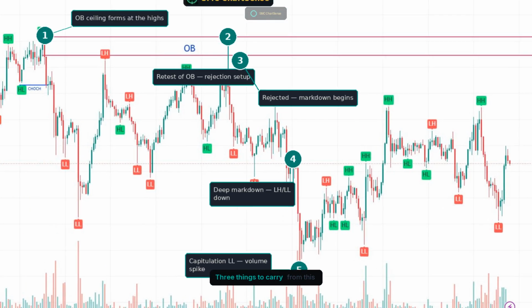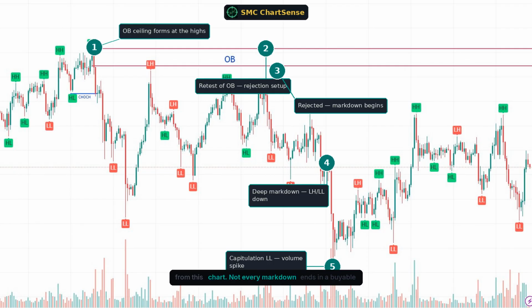Three things to carry from this chart. Not every markdown ends in a buyable zone. Real charts often bottom in a structureless churn, and forcing the clean template on a chop is a common, costly mistake. Alternating structure labels are the signature of chop. Read the pattern, not any single label. And recognizing the absence of a setup is itself a high-value read. The decision not to act on a messy chart is harder and often more valuable than finding one on a clean chart.